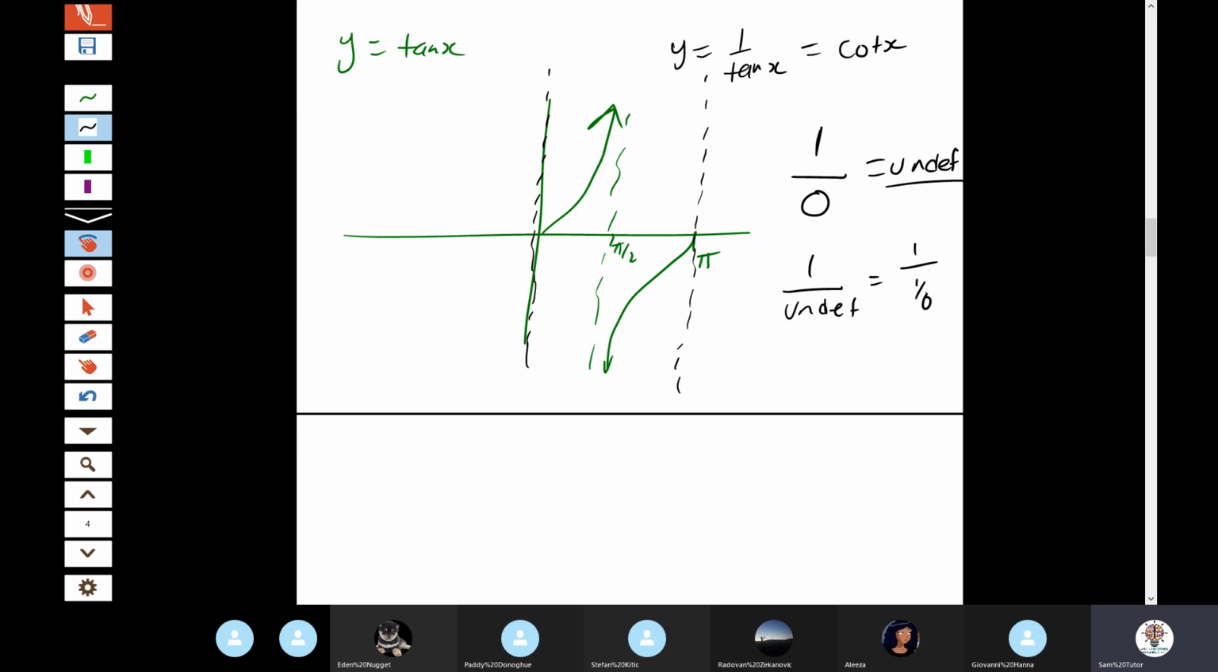What's 1 over a fraction? Don't you flip the fraction? So 1 over any fraction is just a reciprocal. So then that becomes 0 over 1. What's 0 divided by 1? So if you did 1 divided by an undefined, it actually becomes 0. 1 over undefined is equal to 0 now. So it becomes defined, which is weird.